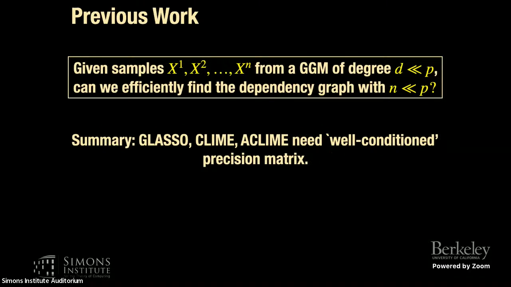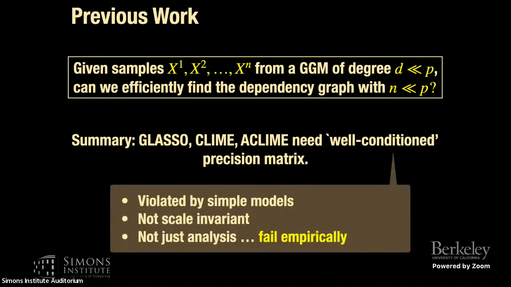And so the previous works were only known to work under well-conditioned precision matrix scenarios. And this is not just that the analysis doesn't work. The algorithms actually do fail empirically when you take simple twists of the random walk model. So it's not just a matter of getting better analysis.